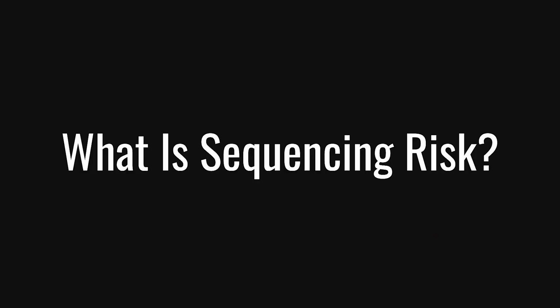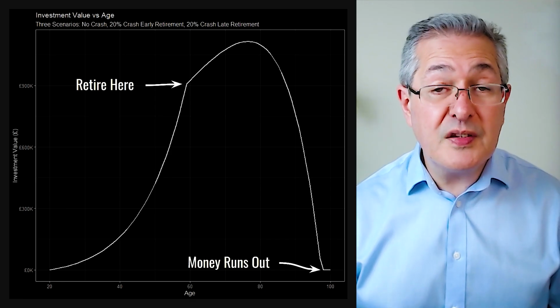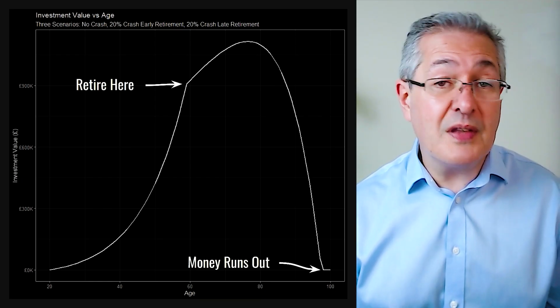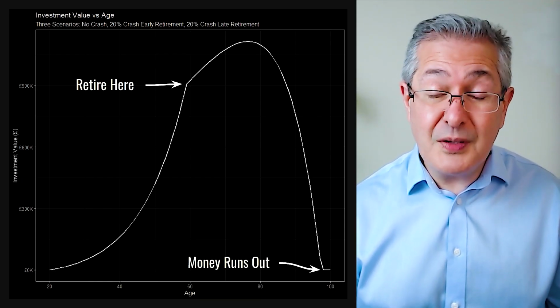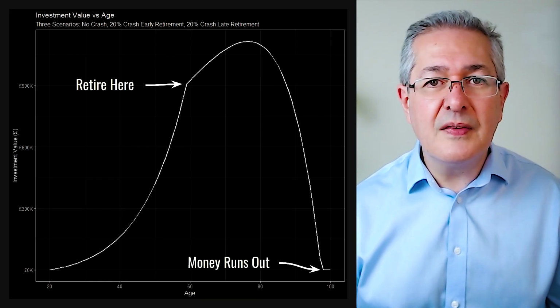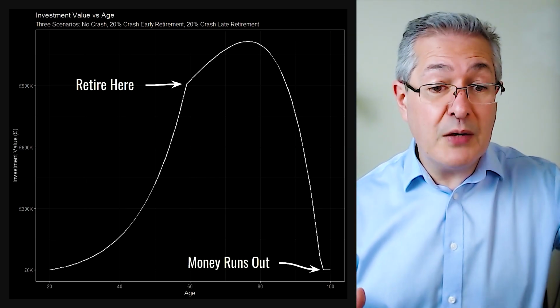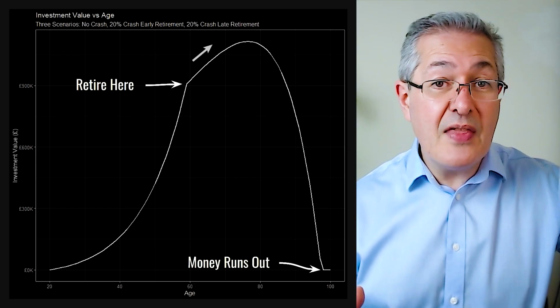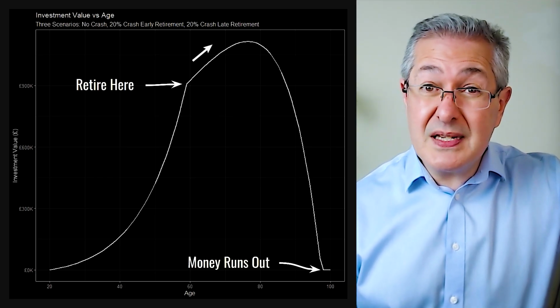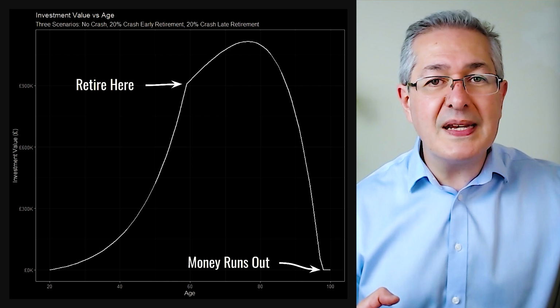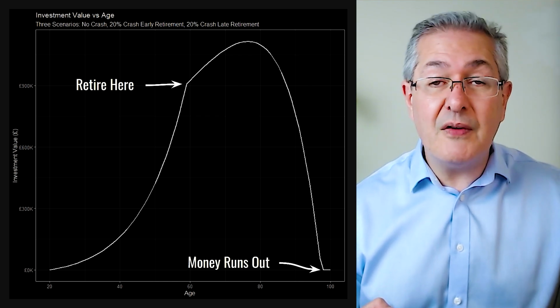Now, what is sequencing risk? Beside me, you can see the profile, a kind of illustration, if you like, of someone's life. And this is their investments over the course of that life. They start off saving when they're 20, that's the accumulation phase. They retire age 60, and then the portfolio carries on increasing for a while because their withdrawal rate, the percentage withdrawal, is lower than the return on their investments.